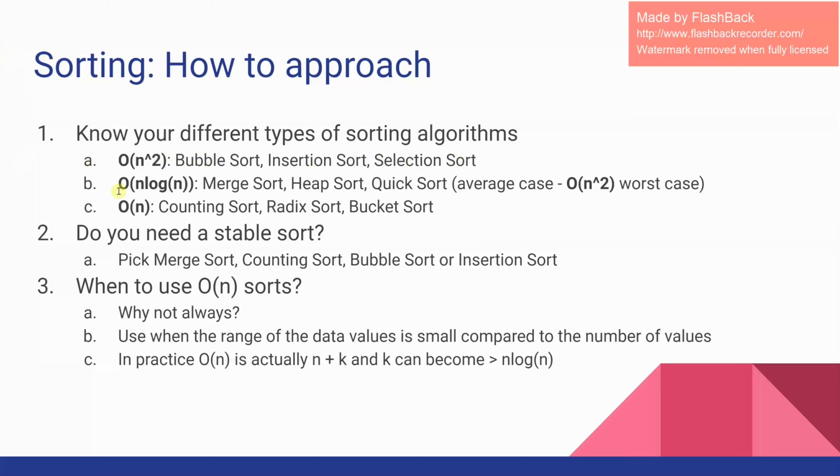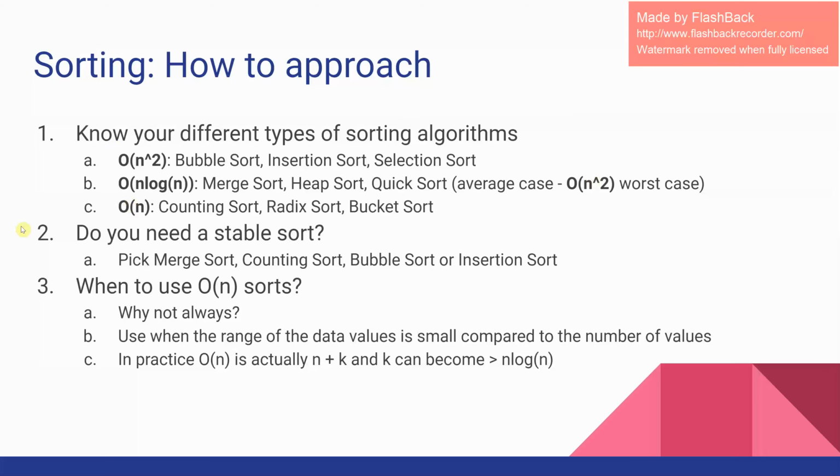Next, with a slightly more efficient type of algorithm, we have O of n log n, which are the most efficient a comparison-based sorting algorithm can be. As examples, we have merge sort, heap sort, and quick sort. Each of the O of n log n algorithms has its own benefits and drawbacks, but one of the main ones to be aware of is that quicksort can have an O of n squared worst case runtime. And finally, we have O of n algorithms, like counting sort, radix sort, and bucket sort.